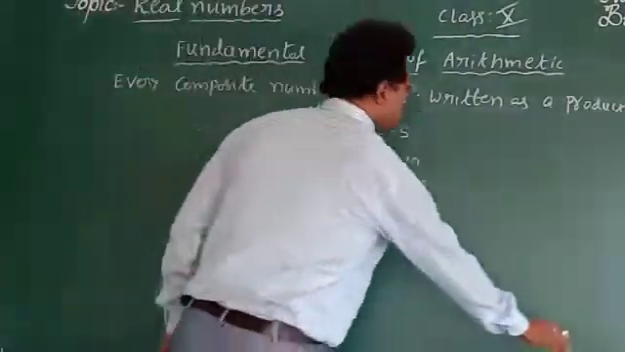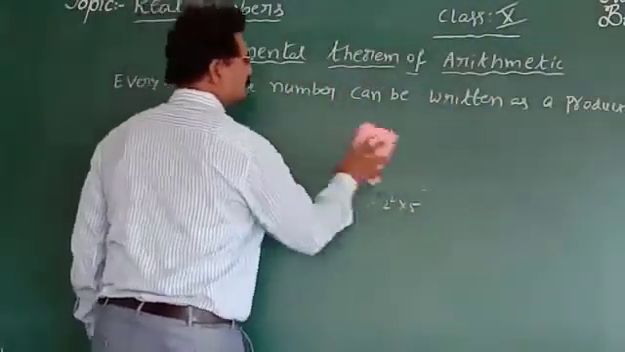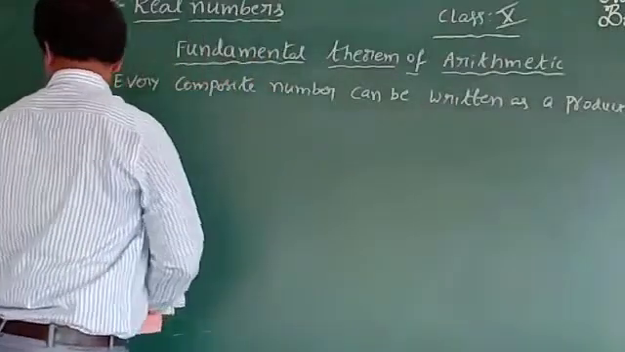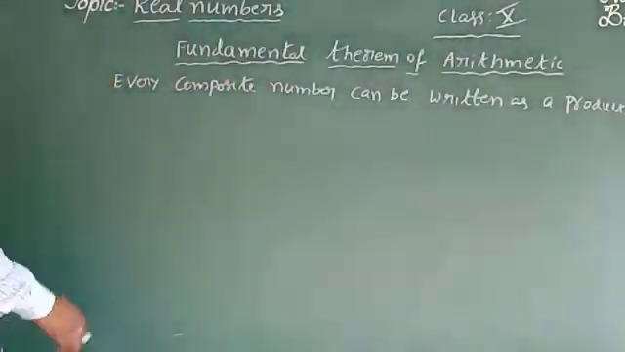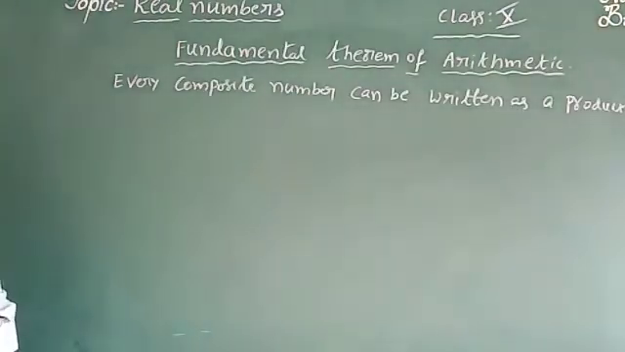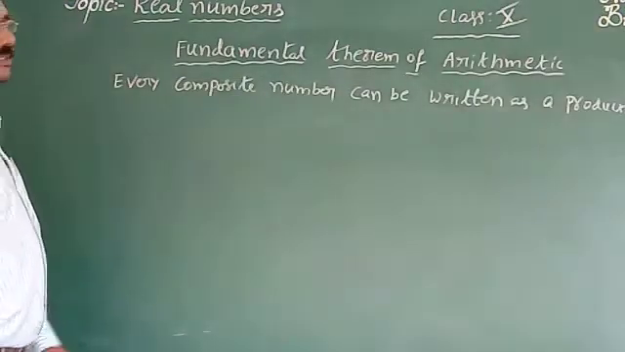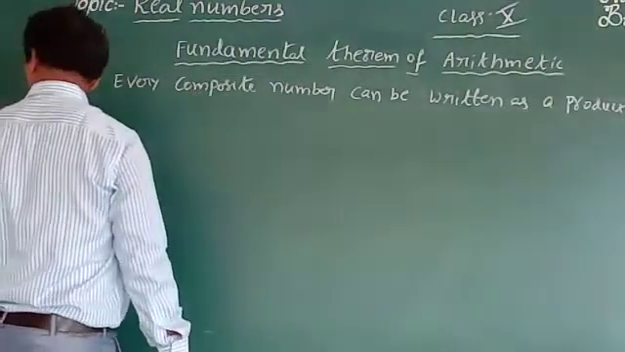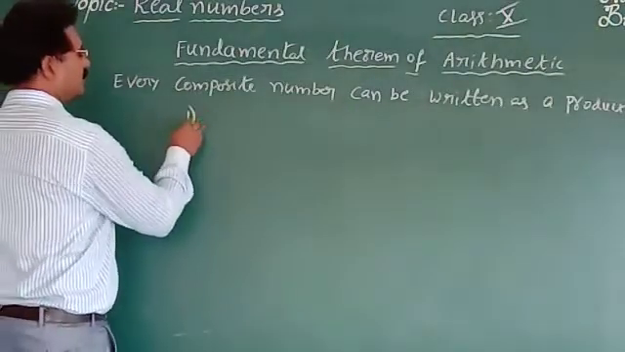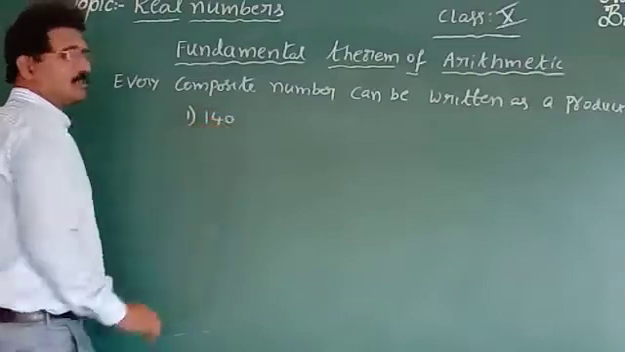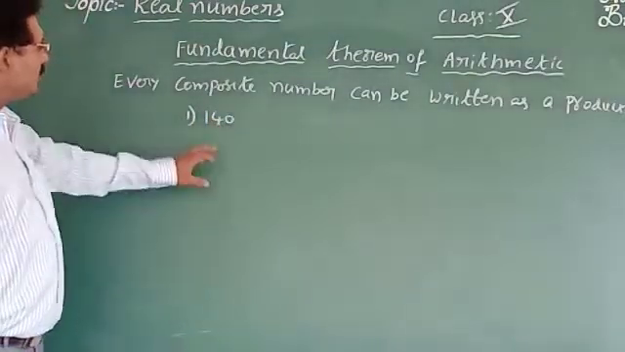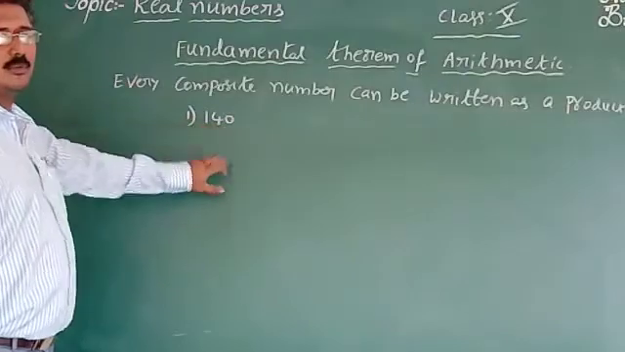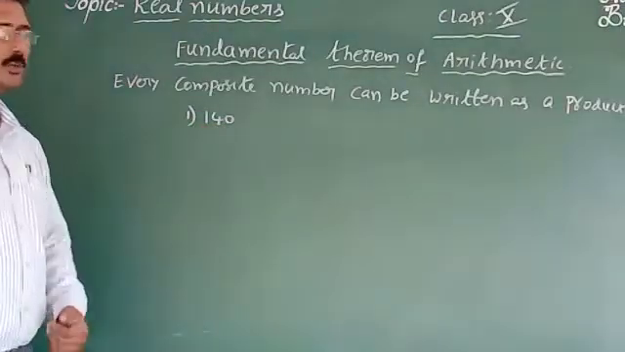And now, after prime factorization, let us go to the exercise problems. In the exercise problems, the first one is: express each of the following as a product of prime factors. So, take 140. How is it possible to write it as a product of prime factors?